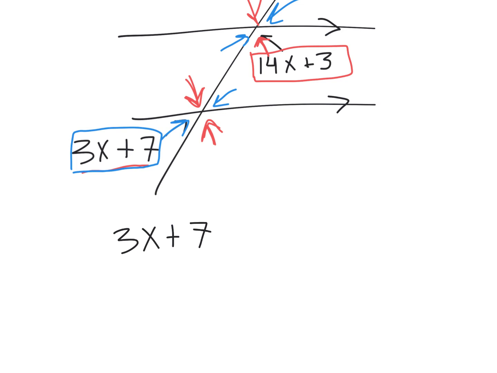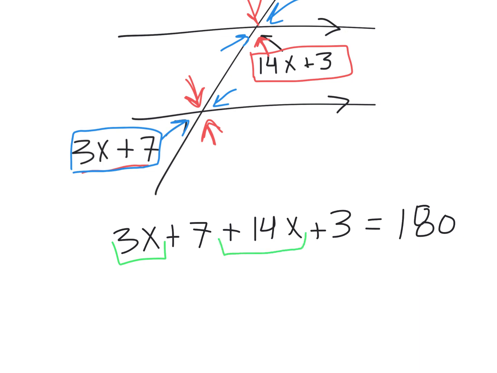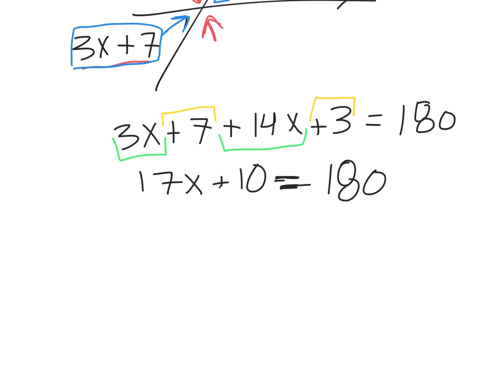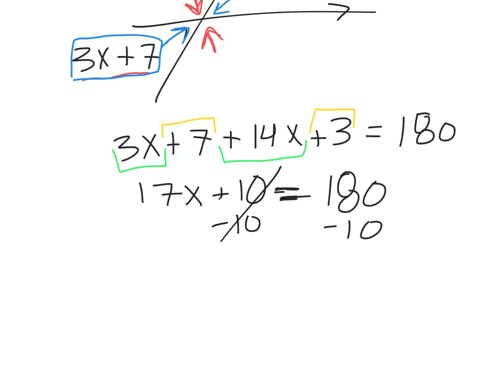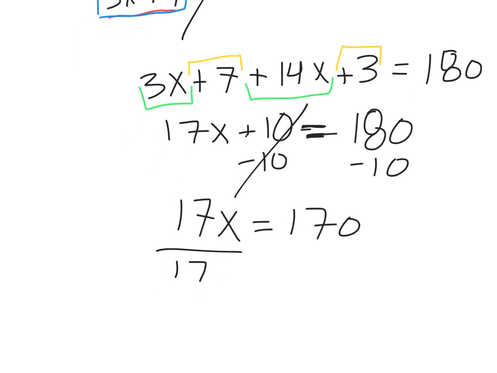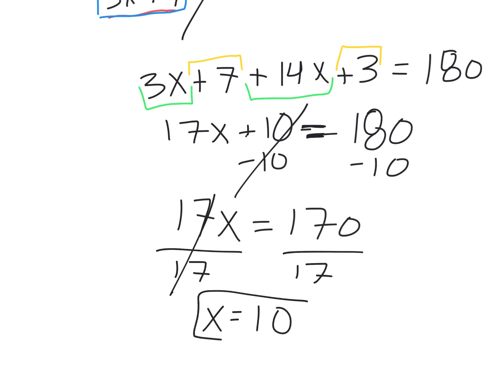3x plus 7 plus 14x plus 3 is all equal to 180 degrees. Now we can just solve. So I'm going to combine my 3x plus my 14x, and then I'm going to combine my positive 7 and my positive 3. So 3x plus 14x is 17x, and then 7 plus 3 is 10, so plus 10 is equal to 180. Now I want to solve for x, so I'm going to subtract 10 from each side to isolate my variable, and I have 17x equals 170. And now I need to divide both sides by 17 to get x by itself. 170 divided by 17 is 10. So we can see here that x equals 10.